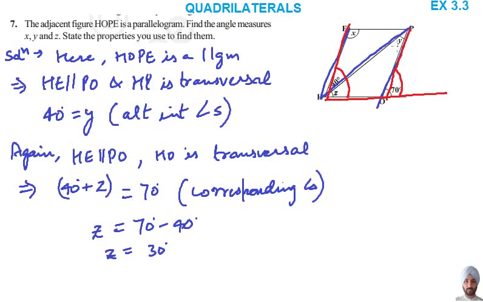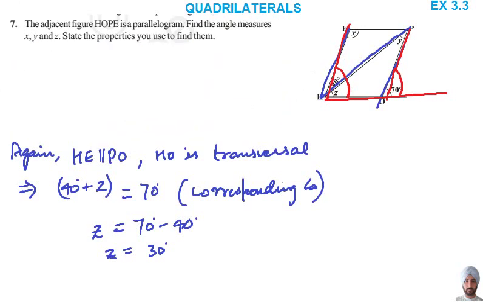So we have Z, we have Y. Now we need to find X. If this is 30, the whole angle will be 30 plus 40, that is 70. And X plus 70 will be adjacent angles. So if they are adjacent angles, then they should be supplementary because the adjacent angles of a parallelogram are supplementary. So right now, I'm erasing this part only.